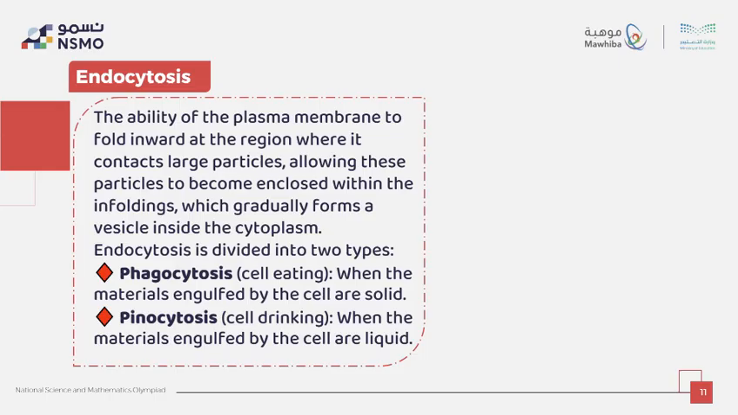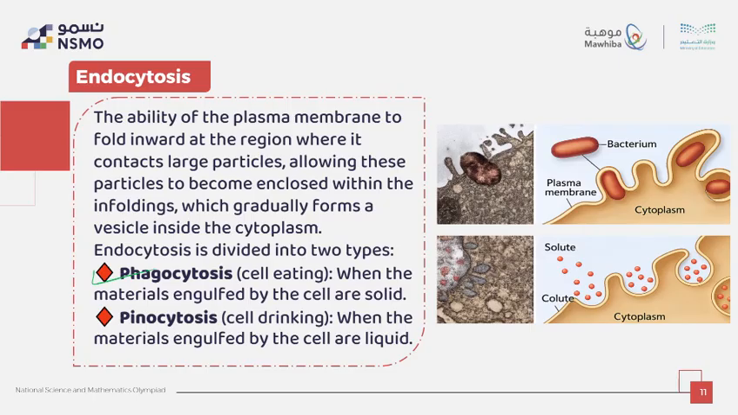The first one, we call it phagocytosis, or cell eating. It occurs when the cell engulfs solid particles like bacteria or cell debris. Look at the picture on the right above. It shows the cell forming a membrane extension to engulf this kind of bacteria.